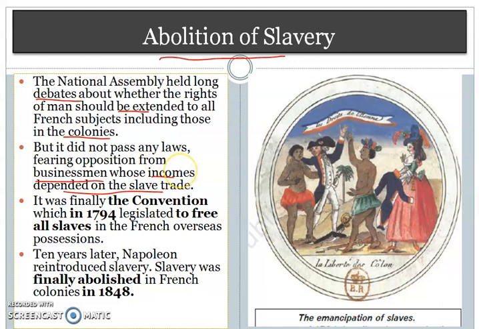Then, in 1792, the convention was formed, and this convention in 1794 freed all the slaves. So the credit of freeing the slaves goes to the convention. But 10 years later, again Napoleon Bonaparte came into power. He was a dictator and he again reintroduced slavery.